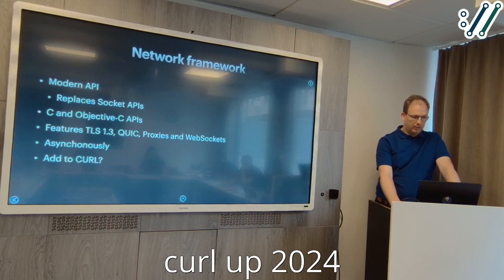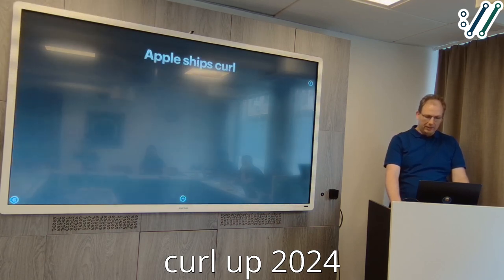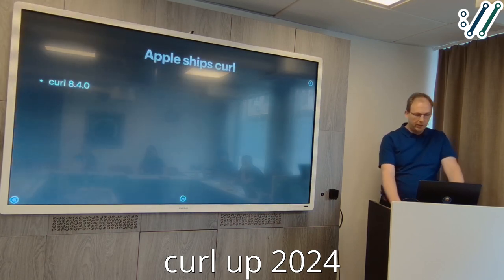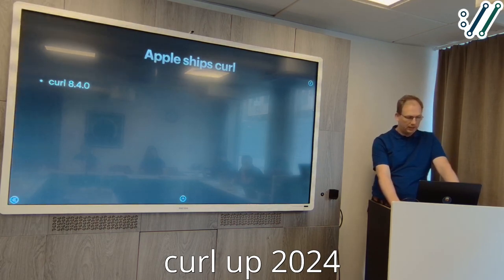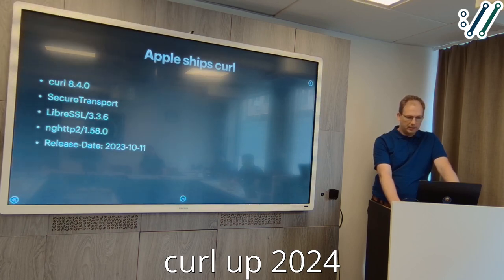And I would hope that someone from Apple picks it up, because they would benefit the most from it. They currently ship curl 8.4 from last December, I think, with Secure Transport and LibreSSL included, and they include nghttp2 on Mac. So if you want to use curl on a Mac without shipping your own curl version, you can just use the built-in one on the system.